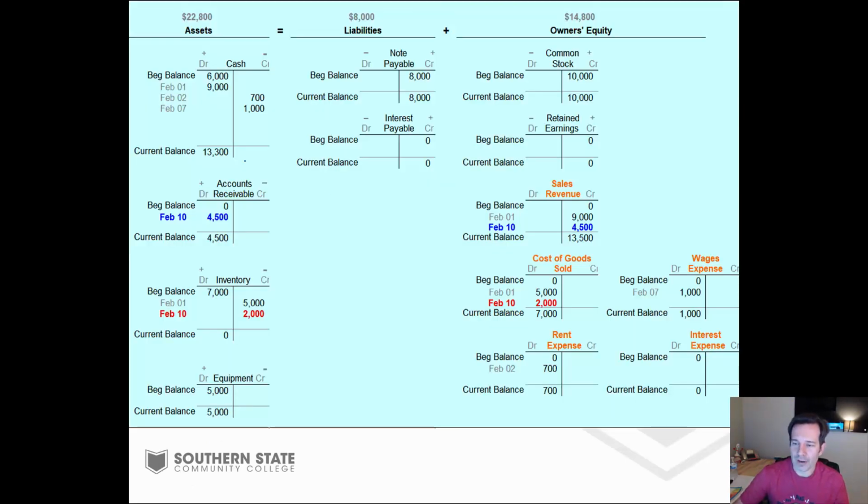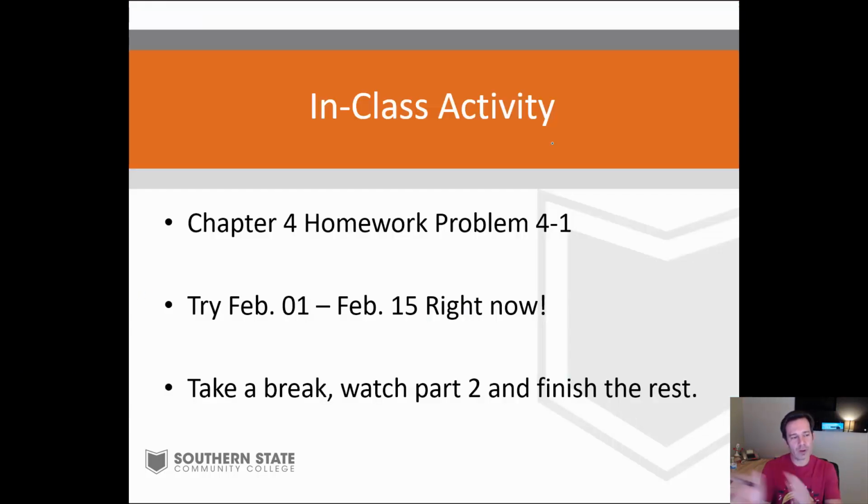So what do we got going on now? At this point in time, we have $13,300 in cash. We have an account receivable here. We've sold $13,500 in products. We've paid $7,000 for those products that we've sold. Cost of goods sold expense there. We got some wages expense, rent. Oh, but look here. Inventory. We have 0 left on the shelf. We need to buy some more inventory, don't we? So that's where we're going to pick up with the next video. We'll talk about buying some inventory, and we'll go through a few more transactions in the month of February, and then we'll make our financial statements for the month of February.